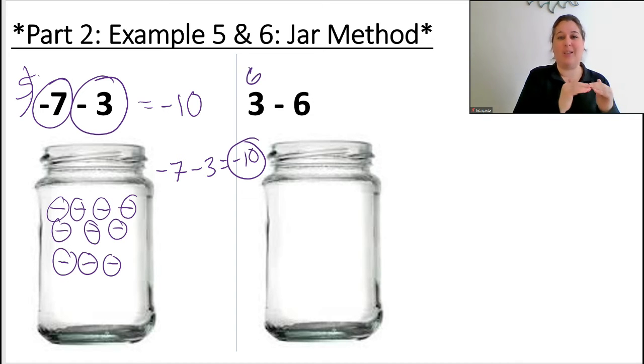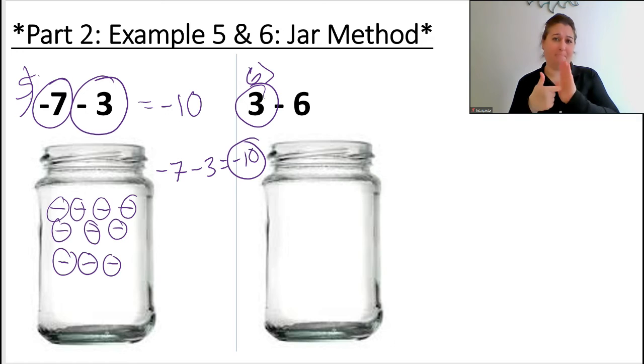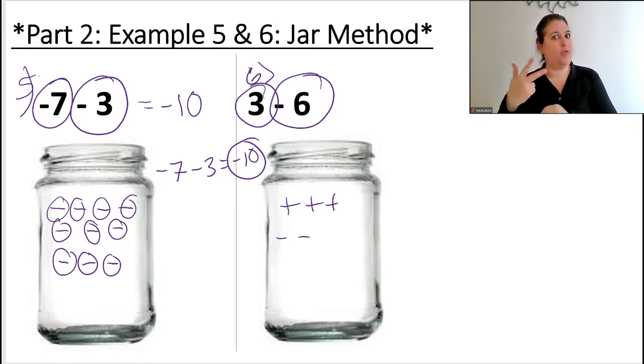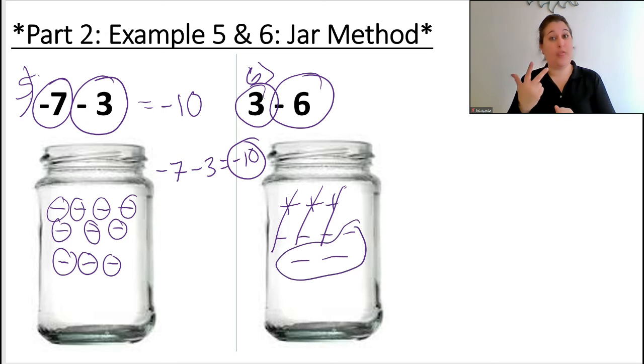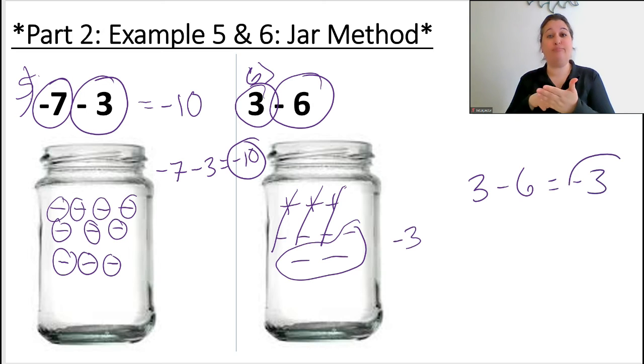All right, example 6. I have 3 positives and I have 6 negatives. 1, 2, 3, 4, 5, 6. Ooh, there's opposites in here. Cancel the opposites. They go away. They make 0. So I'm left with 3 negatives. So 3 minus 6 equals -3.